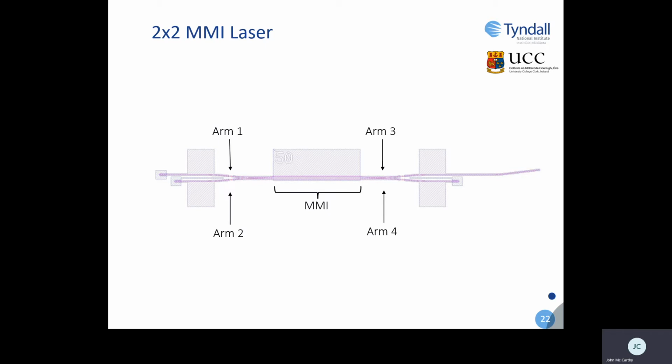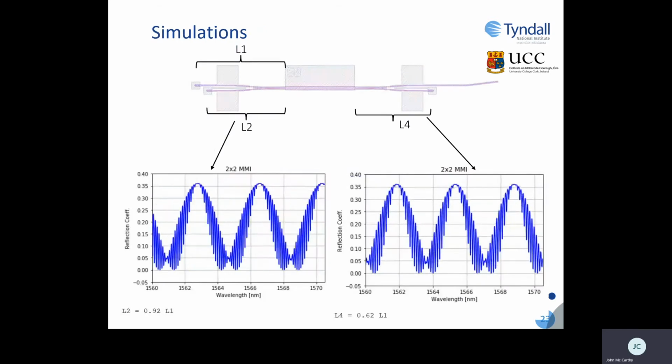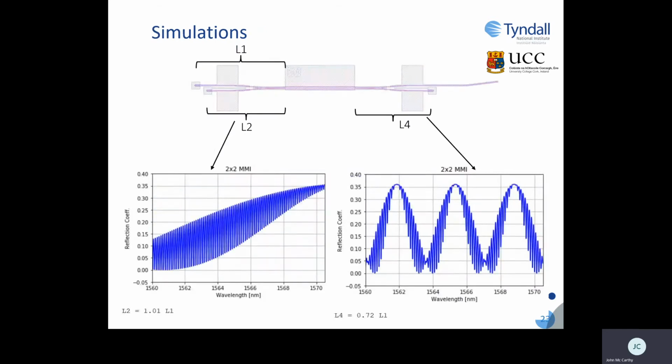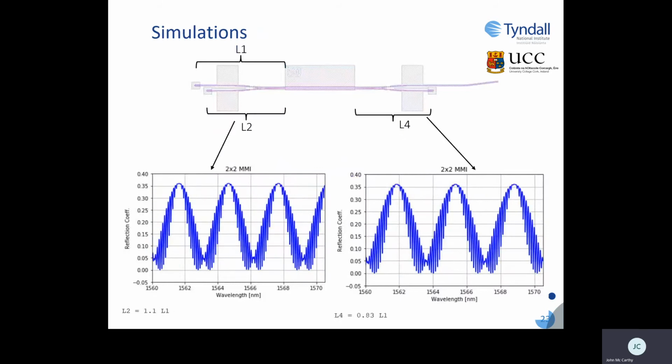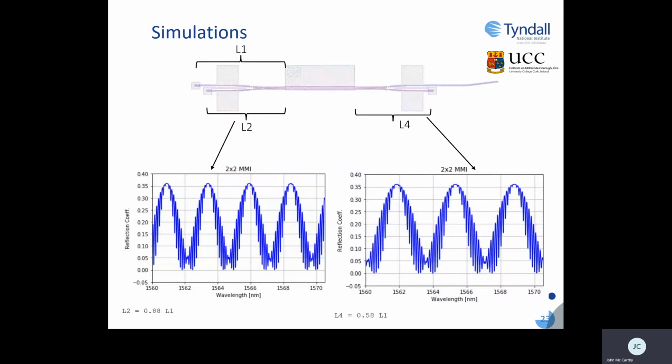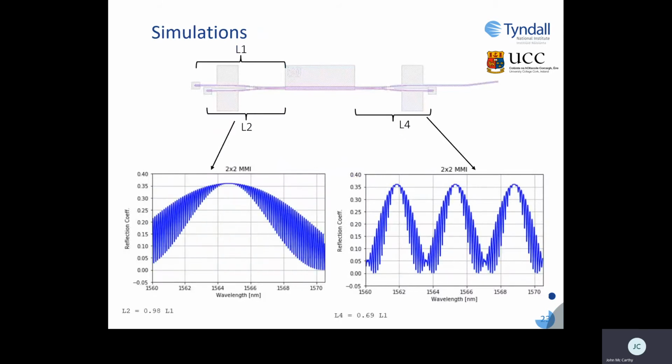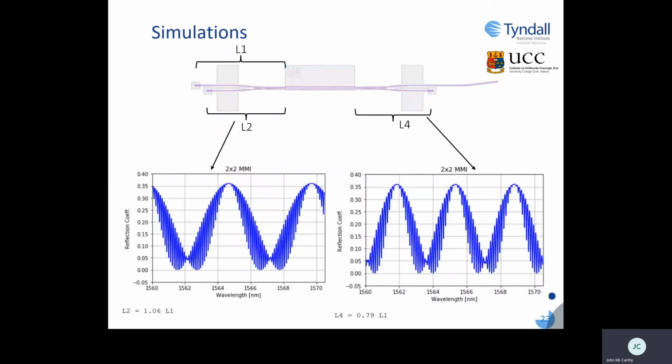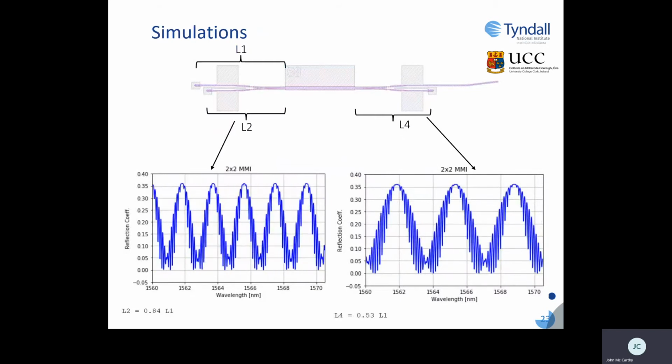Now, the simulation of the reflection profiles of this device is much more complicated. I won't go through it entirely in this presentation, but if you are interested, you could email me after. So the idea was we have a constant current passing through arm 1, and then we can vary the current across arm 2 and arm 4, and in extent vary the optical path length.